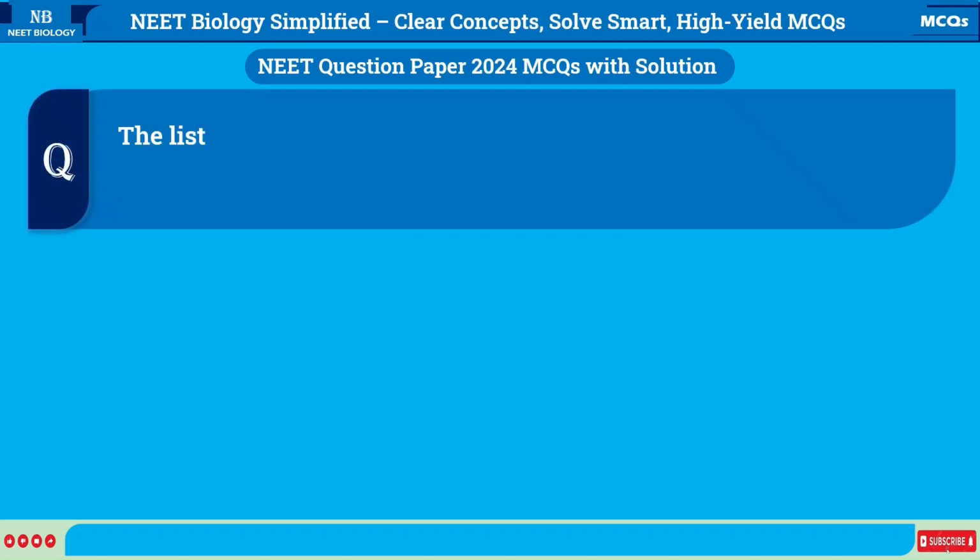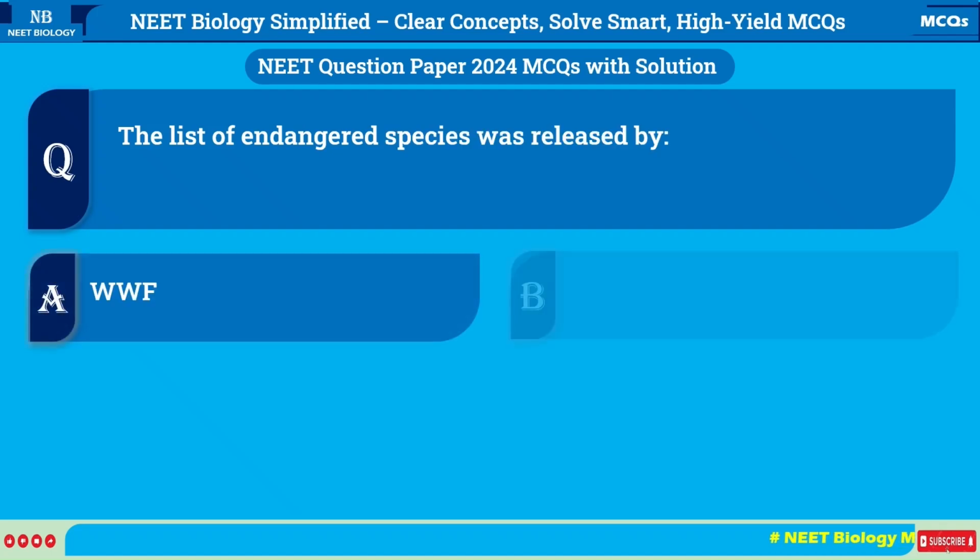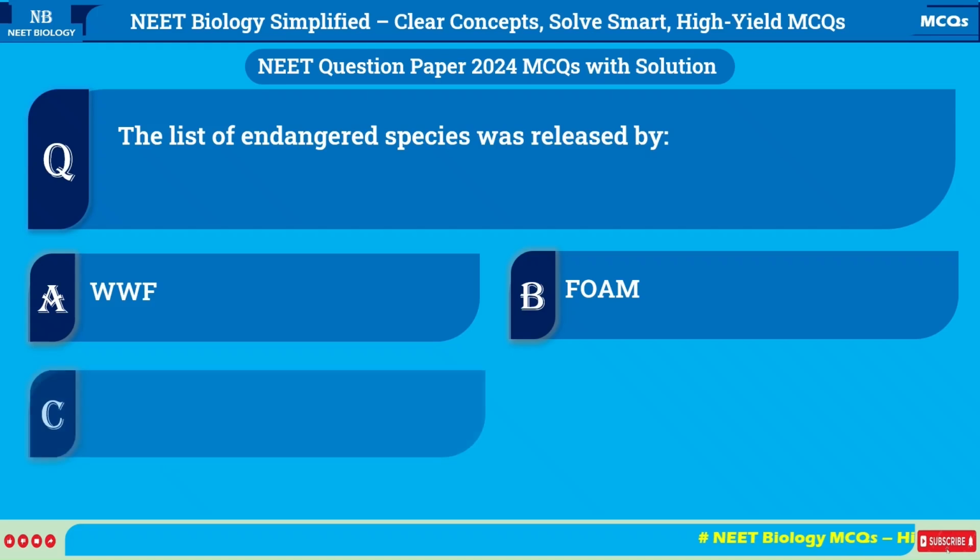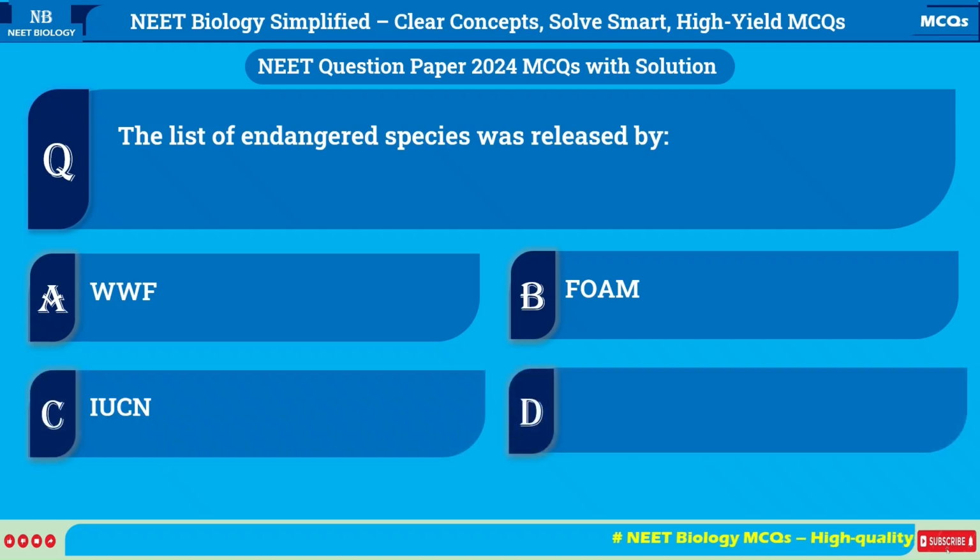The list of endangered species was released by: A. WWF. B. FOAM. C. IUCN. D. GEAC.